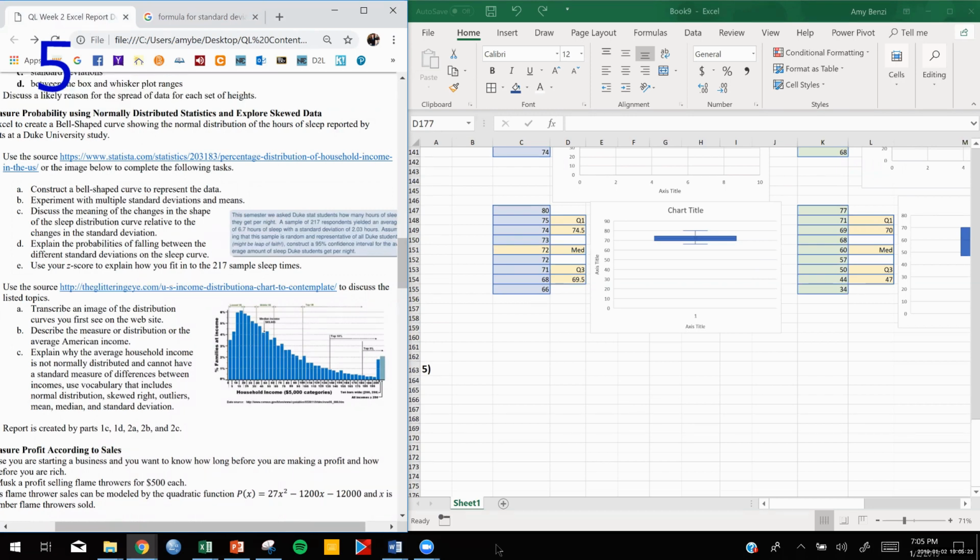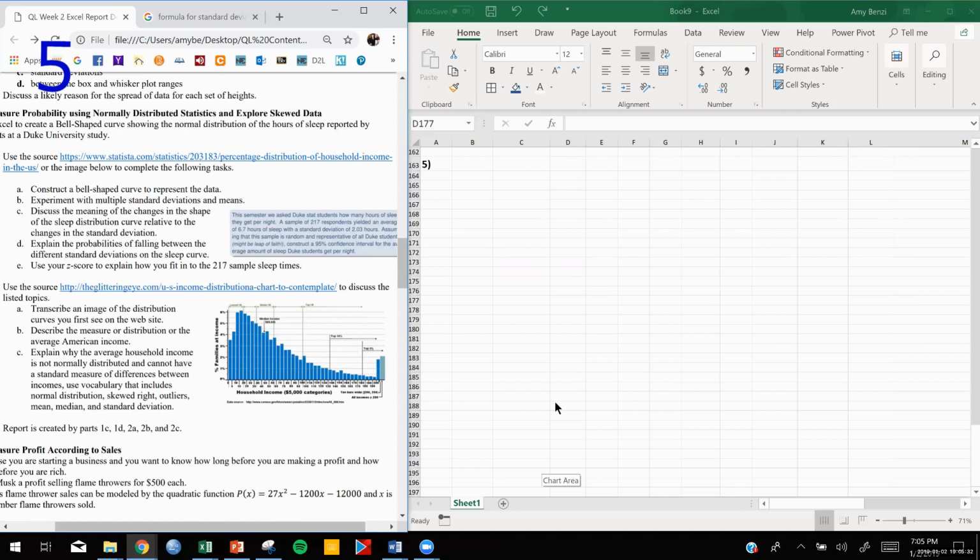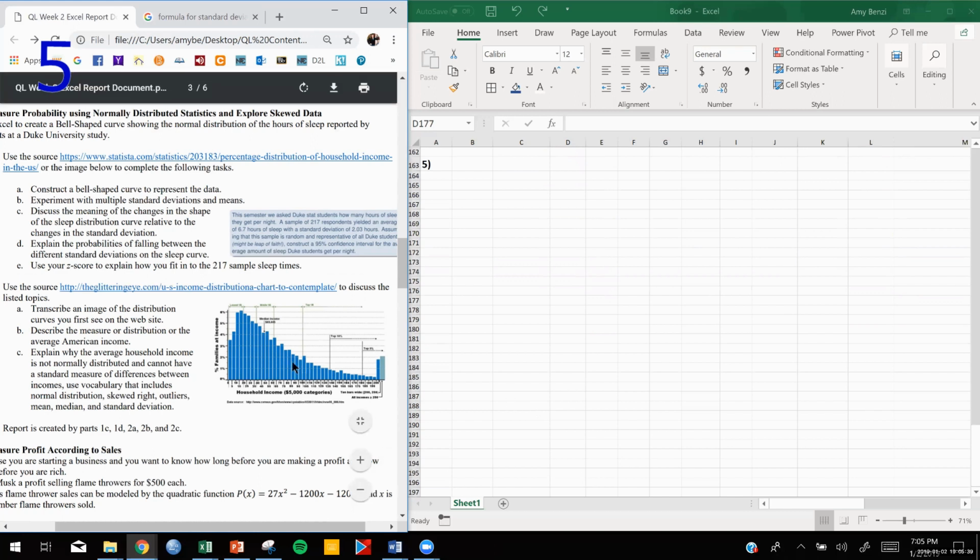All right, so you guys ready to get started on number 5? Number 5, we're going to talk more about distribution, but we're also going to throw in some probability. We're going to talk about distribution and probability using a bell-shaped curve. We're going to talk about normal distribution mostly, and then we're going to come back and talk about some distributions that are not quite so normal.